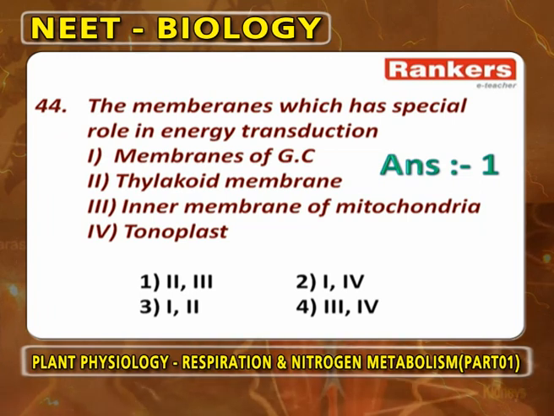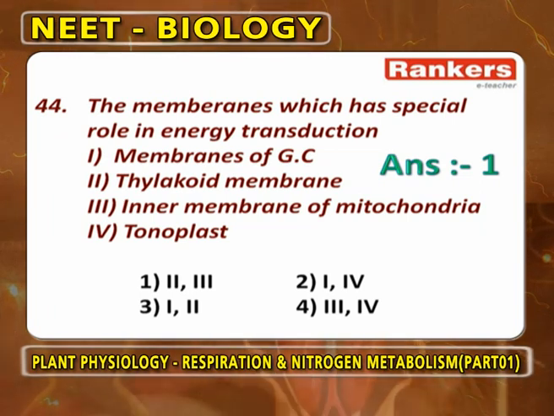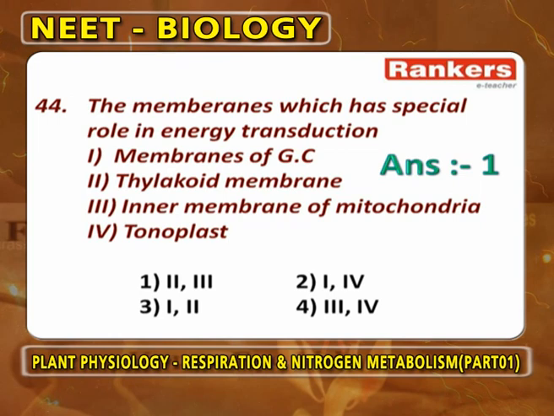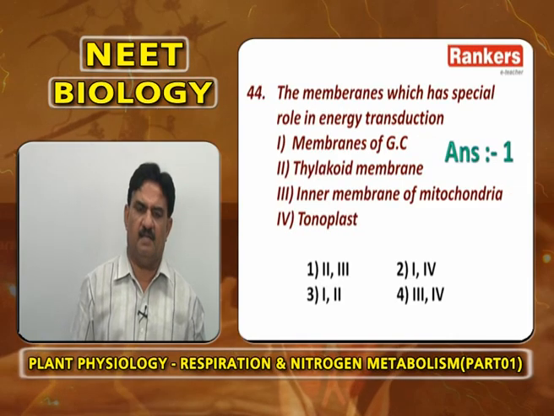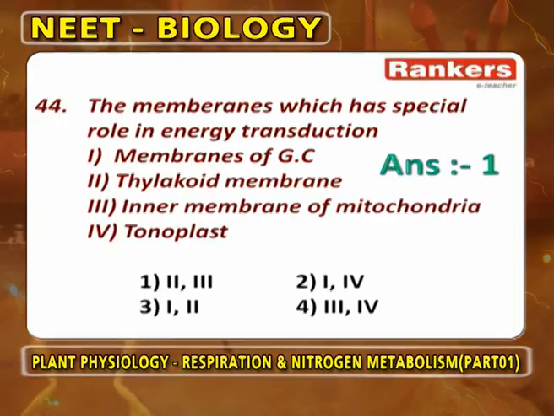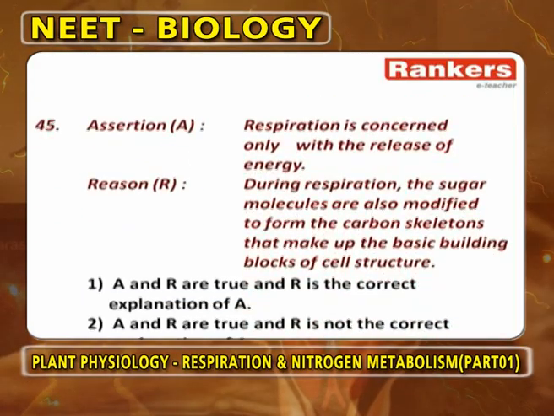The membranes which have a special role in energy transduction are the thylakoid membrane in chloroplast and the inner membrane of mitochondria. One is involved in photosynthesis, resulting in the formation of ATP. The other is involved in respiration, resulting in the formation of ATP. So 2 and 3 is the answer.